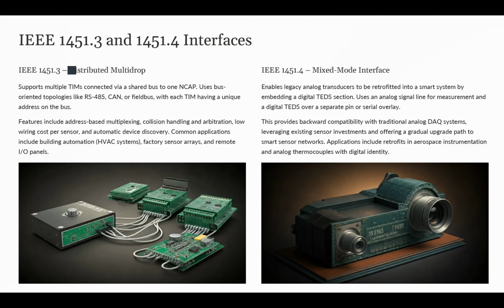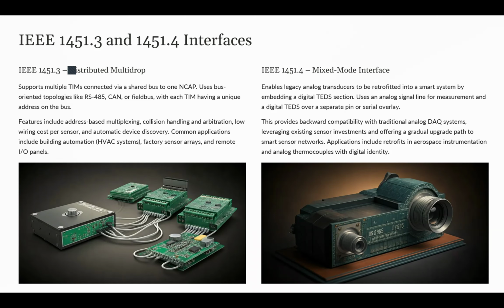Now, Part 4 of these standards covers the mixed mode interface, which is a hybrid approach that combines an analog signal line for sensor data with a digital interface for TEDS metadata. So we can have legacy analog transducers introduced into smart networks. Now, this part gives us backward compatibility, so we can use the existing analog instrumentation while we enhance it with self-identification and plug-and-play features.